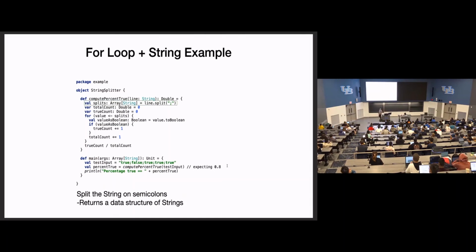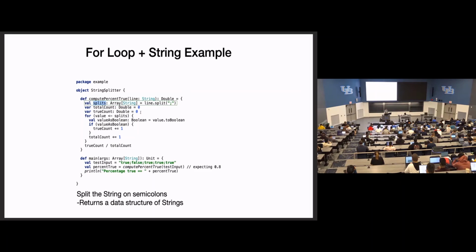Let's break this down. The very first thing I do, I have one string with a whole bunch of values separated by delimiters. The very first thing I want to do is split that up. I want to split it on my delimiter, which happens to be semicolon for this example. So I'm going to use line.split on semicolon, just like you did in 115. That's going to give me an array of strings that are the splits we expect. So we expect splits to contain the strings true, false, true, true, true, without the delimiters. It will remove the semicolons and give us just the values between the semicolons.